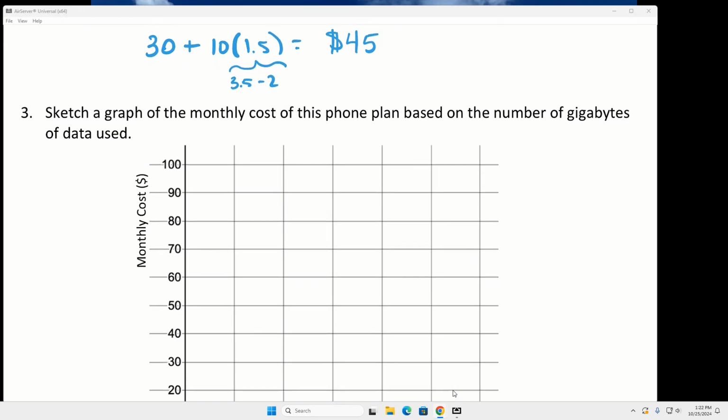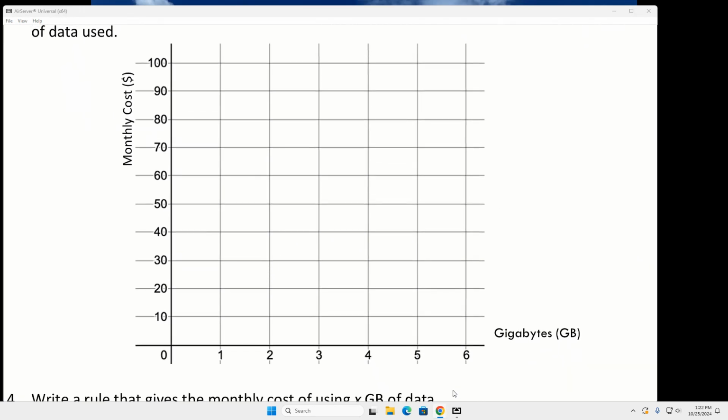All right. So then we're supposed to do the graph. So between 0 and 2 gigabytes, how much are you going to pay? Yes. So there's a horizontal line between 0 and 2 gigabytes. And then after that, it's going to be $10 more for each gigabyte. So that just goes up by 10 for each gigabyte, and then you would connect them. That's the graph.